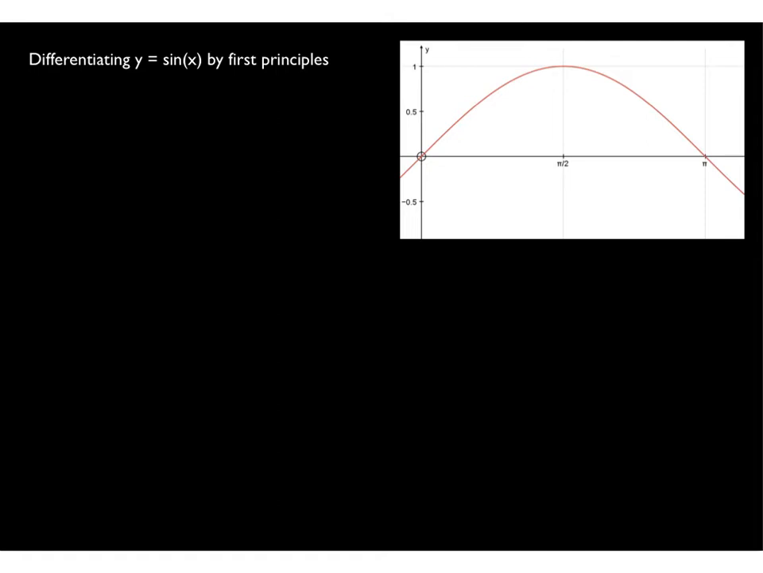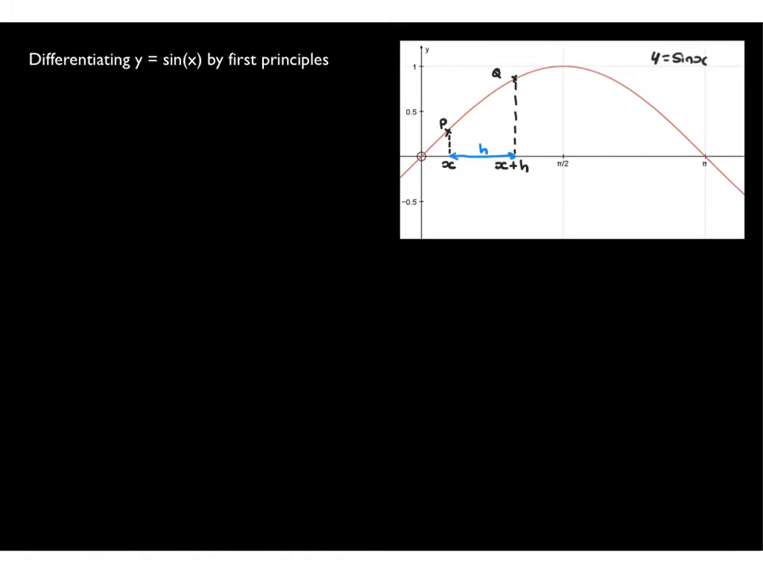Now, let's start by identifying 2 points on the graph of y equals sine x. You can see a small portion of the graph here. I'm going to identify a point P and a point Q. These are general points. Let's give P an x-coordinate, which we'll call x, and Q is a short distance away from P, with an x-coordinate of x plus h. So the gap between P and Q is a distance of h horizontally.